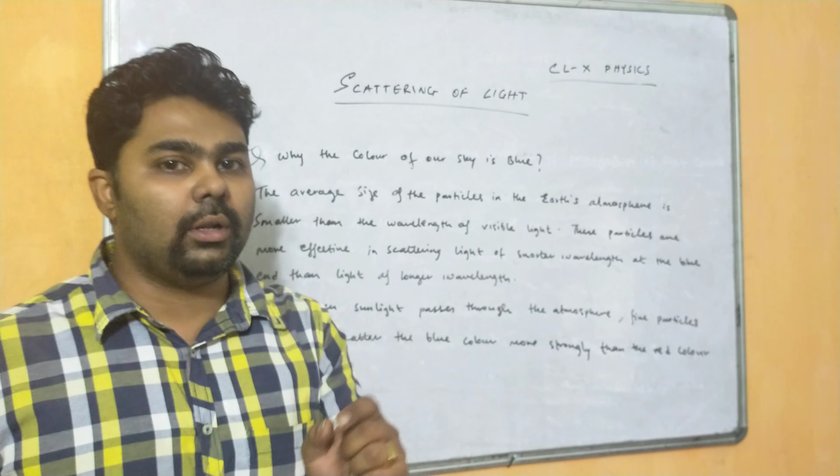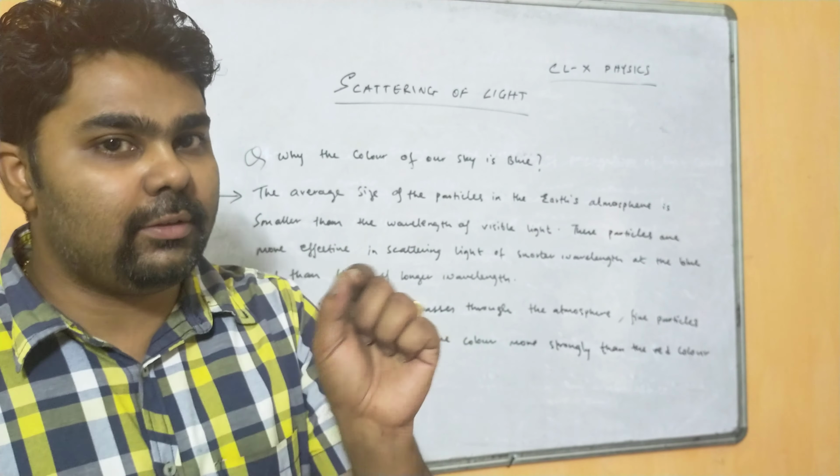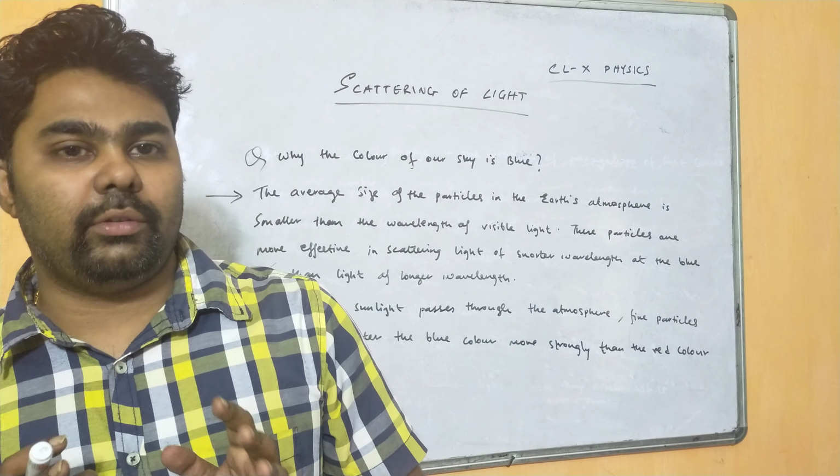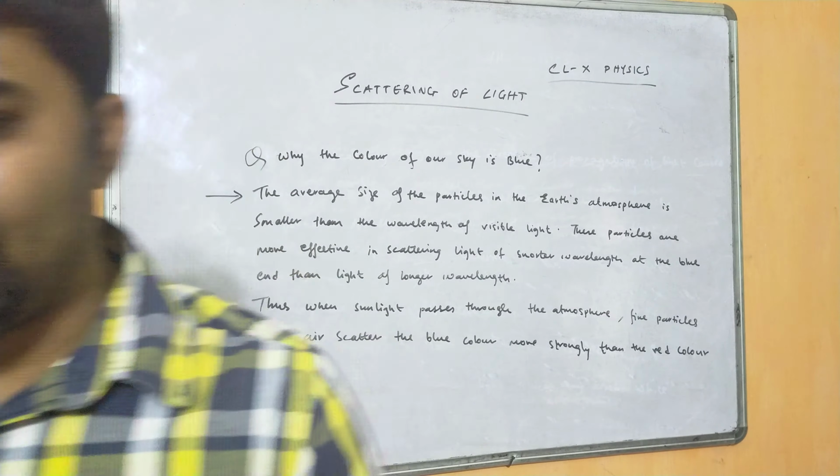That means the average size of the particle is very small, and these small particles are able to scatter mainly the light of shorter wavelength, that is at the blue end. When I say blue end, that means violet, indigo, blue. These are the colors, and it does not scatter much the light at the red end, that means red color and orange color, right? So when the sunlight passes through the atmosphere, fine particles in the air scatter blue more strongly than red. Okay, so this is the main reason why the color of the sky is blue during the daytime.